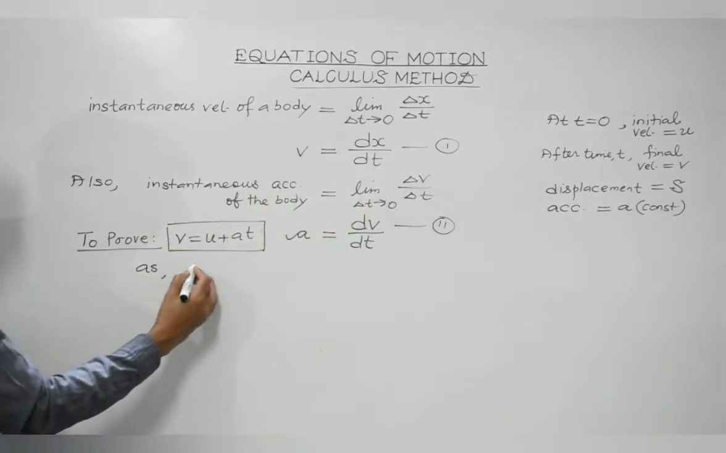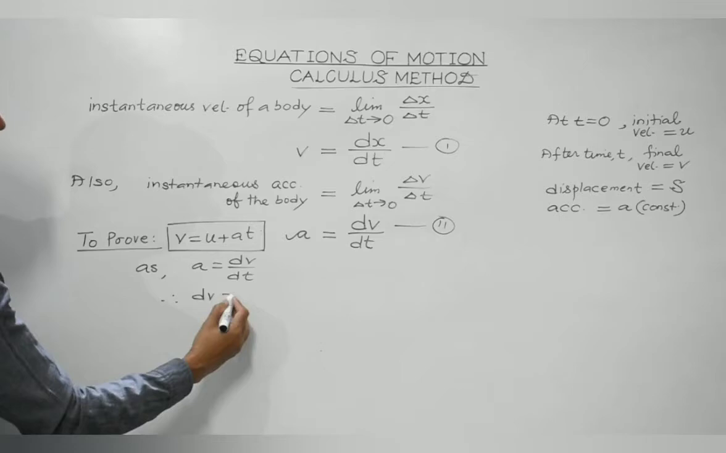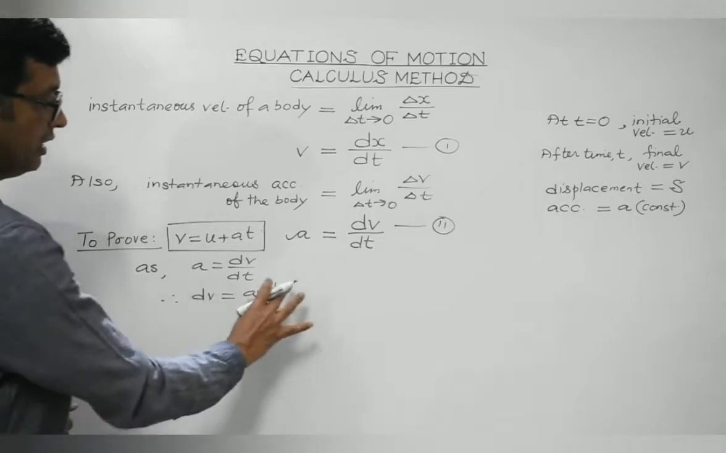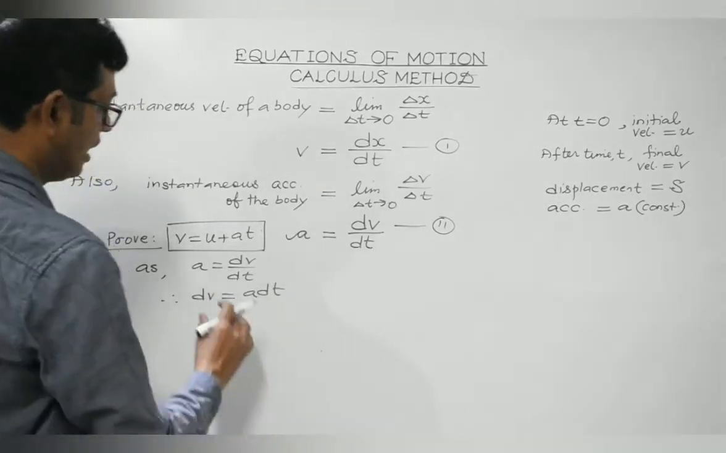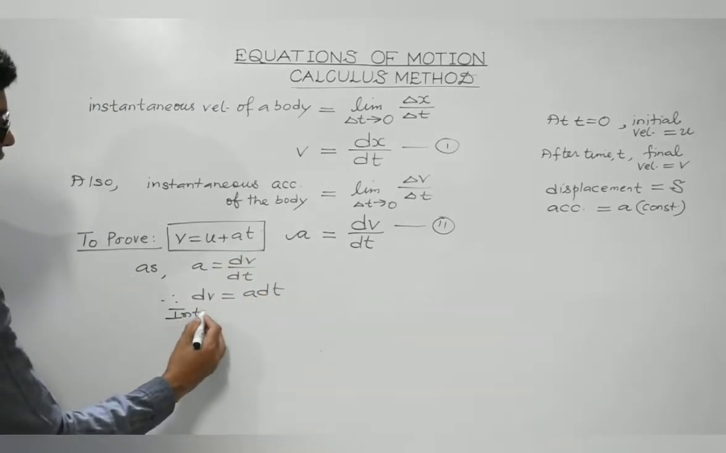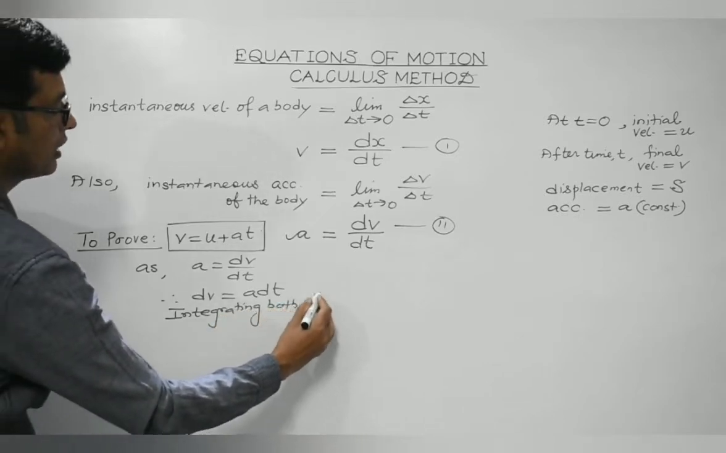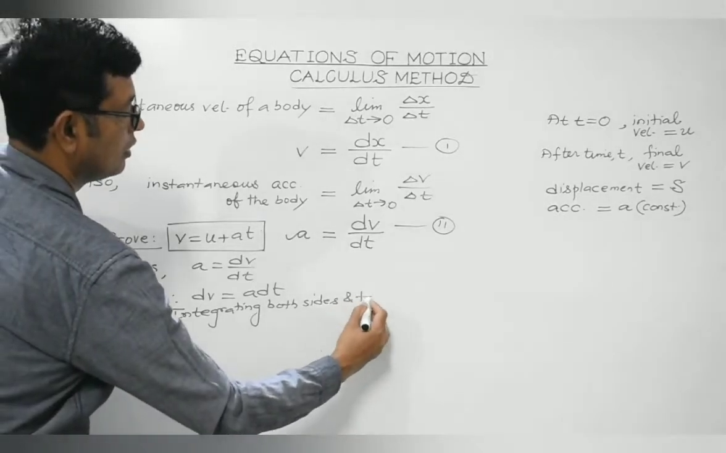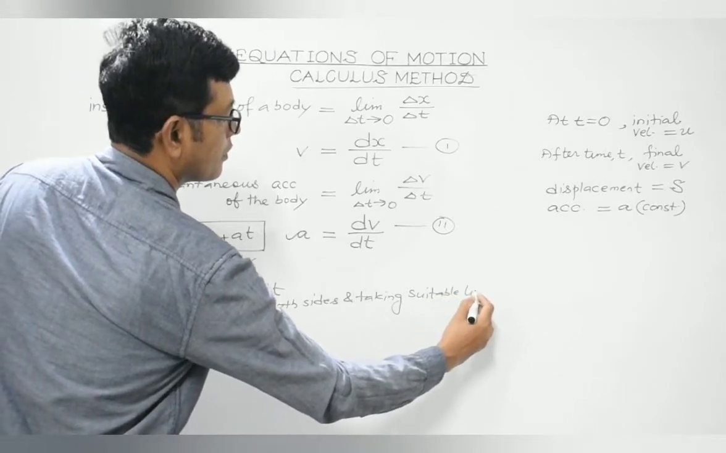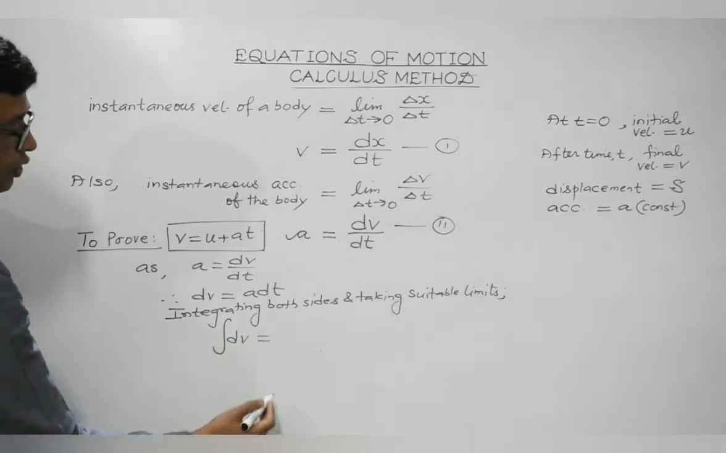As we are aware, a is equal to dv by dt. Therefore, it can be rearranged in this manner, dv equals a dt. Isn't it? Now, taking integration, right? And taking suitable limits. So let's integrate it. Integrating both sides and taking suitable limits, what we get is integration of dv is equal to integration of a dt.